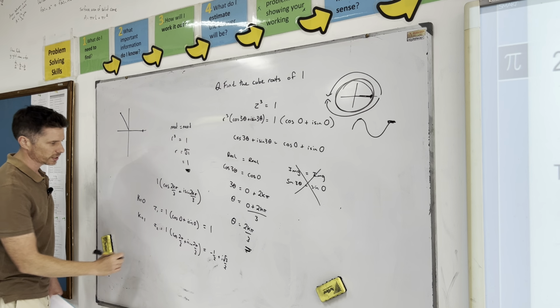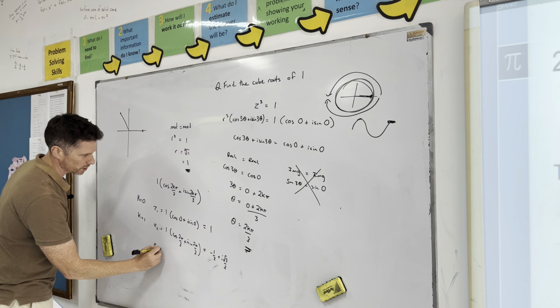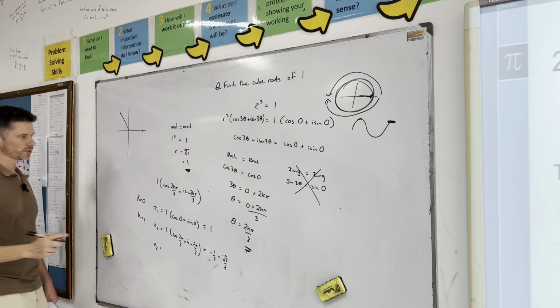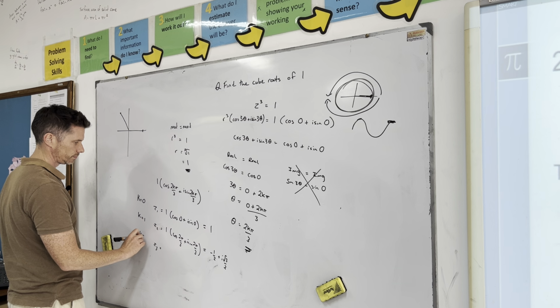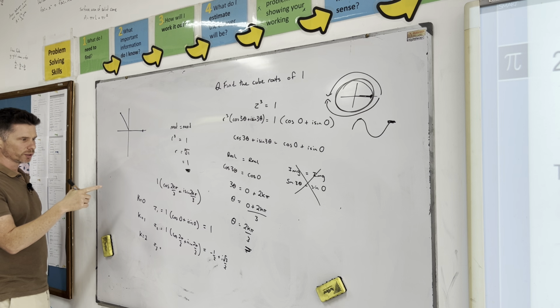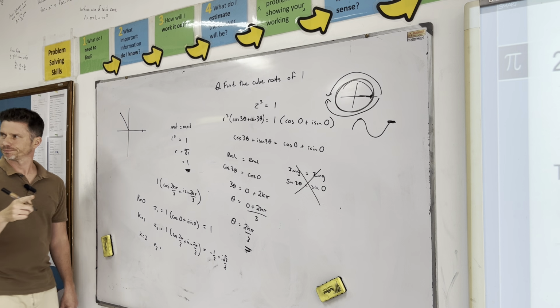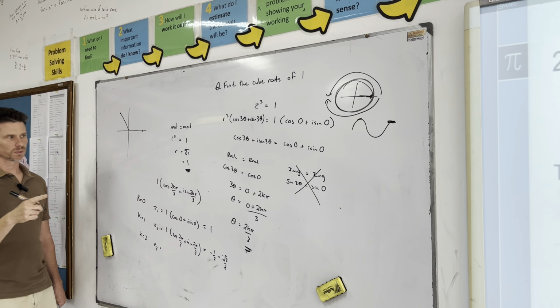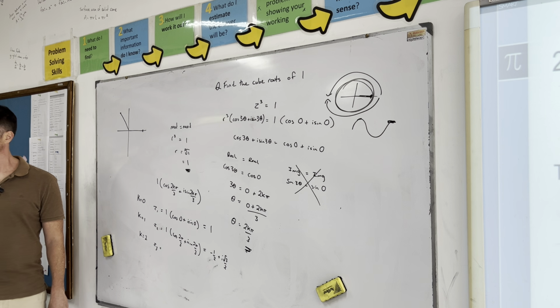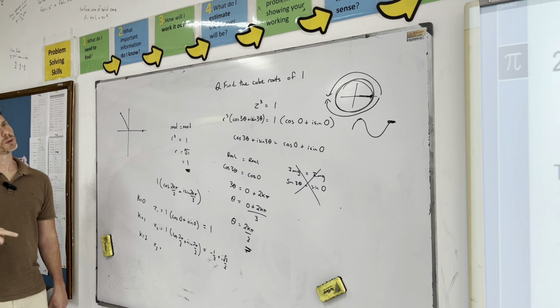Okay, next solution. The logical step here is to go k equals 2. Let's see what that gives us. When I go k equals 2, what angle am I going to get? 4 pi by 3. What's wrong with that? It's past our border. So we've got to go backwards.